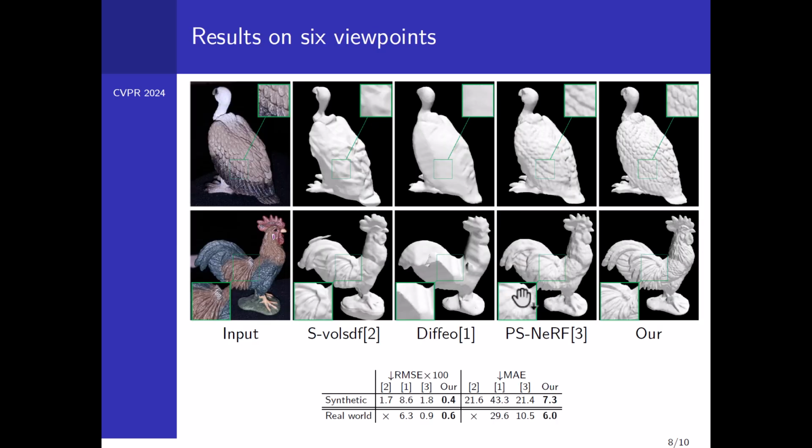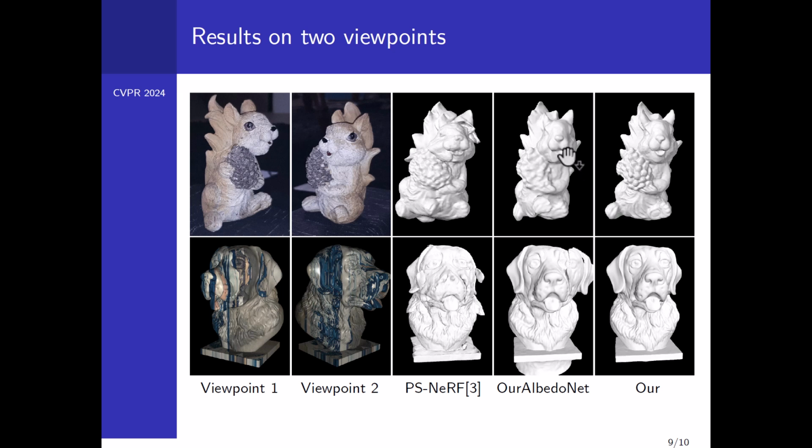In the experiments, we first reconstruct a full 3D model from 6 viewpoints, and as can be seen in the results, we outperform the relevant baseline both qualitatively and quantitatively. We then reconstruct 3D objects from only 2 viewpoints, and as can be seen here, the optimized diffuse albedo leads to much better results in comparison to our ablation, where we use a diffuse albedo network.